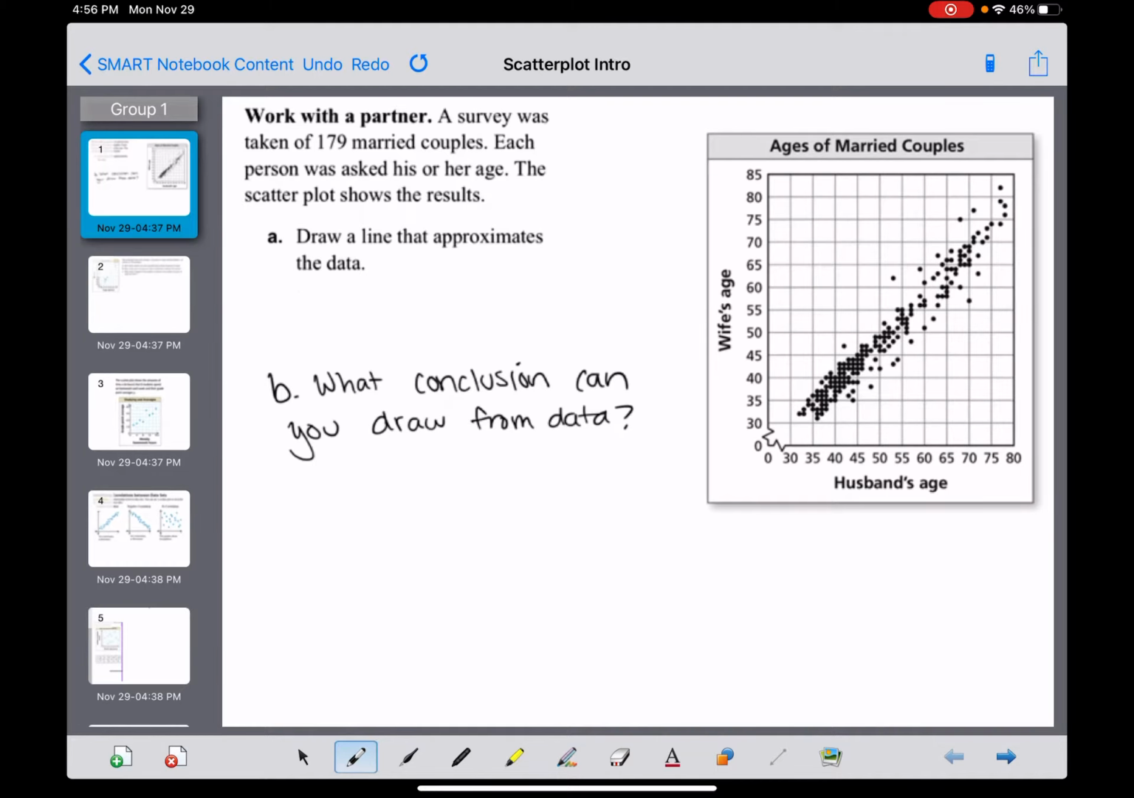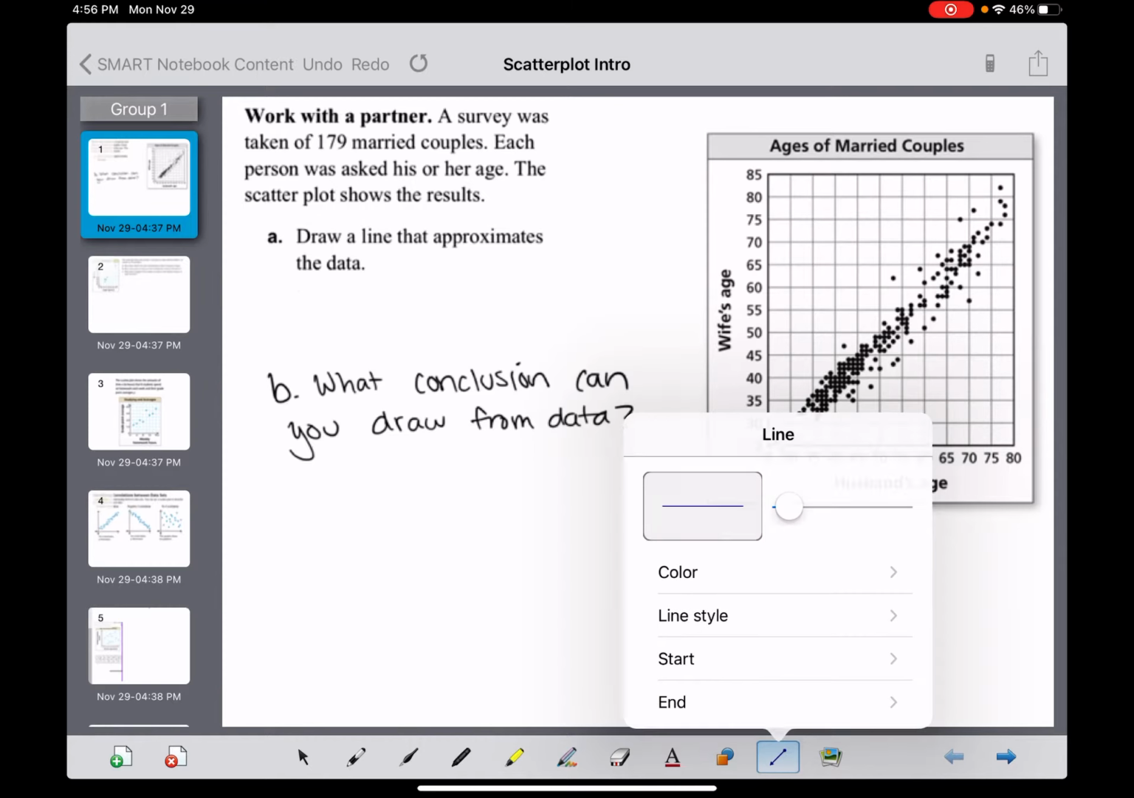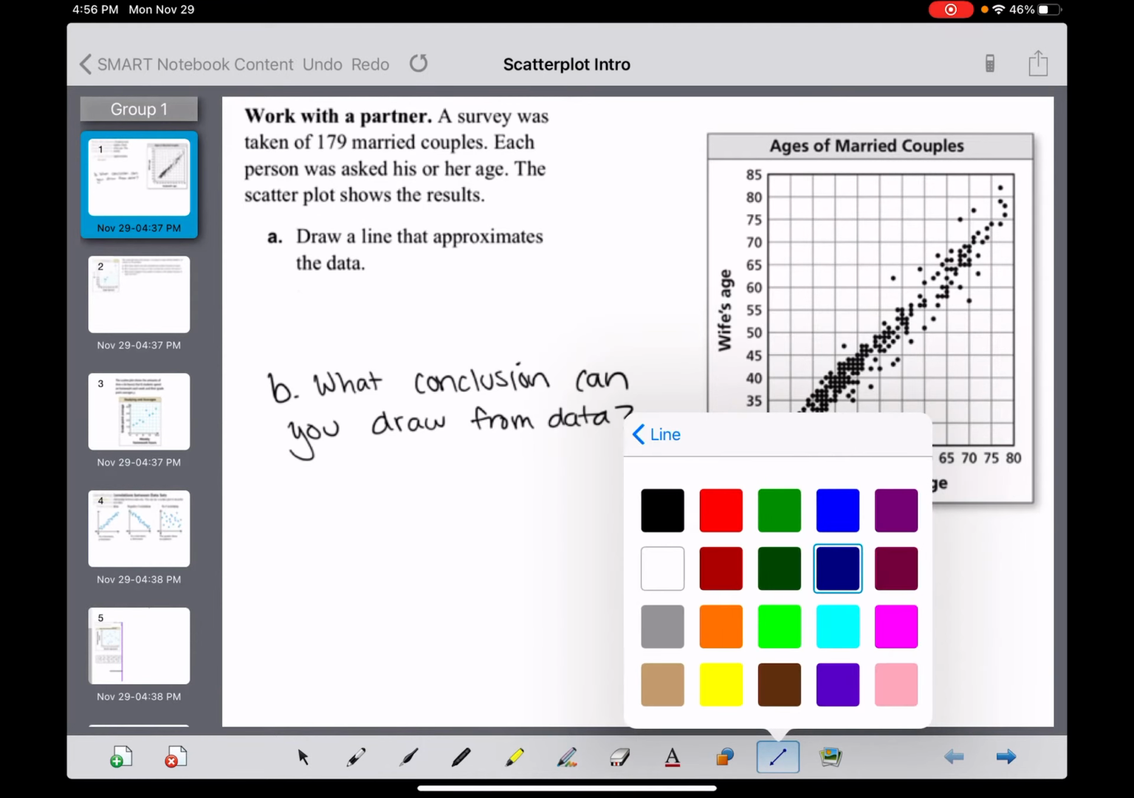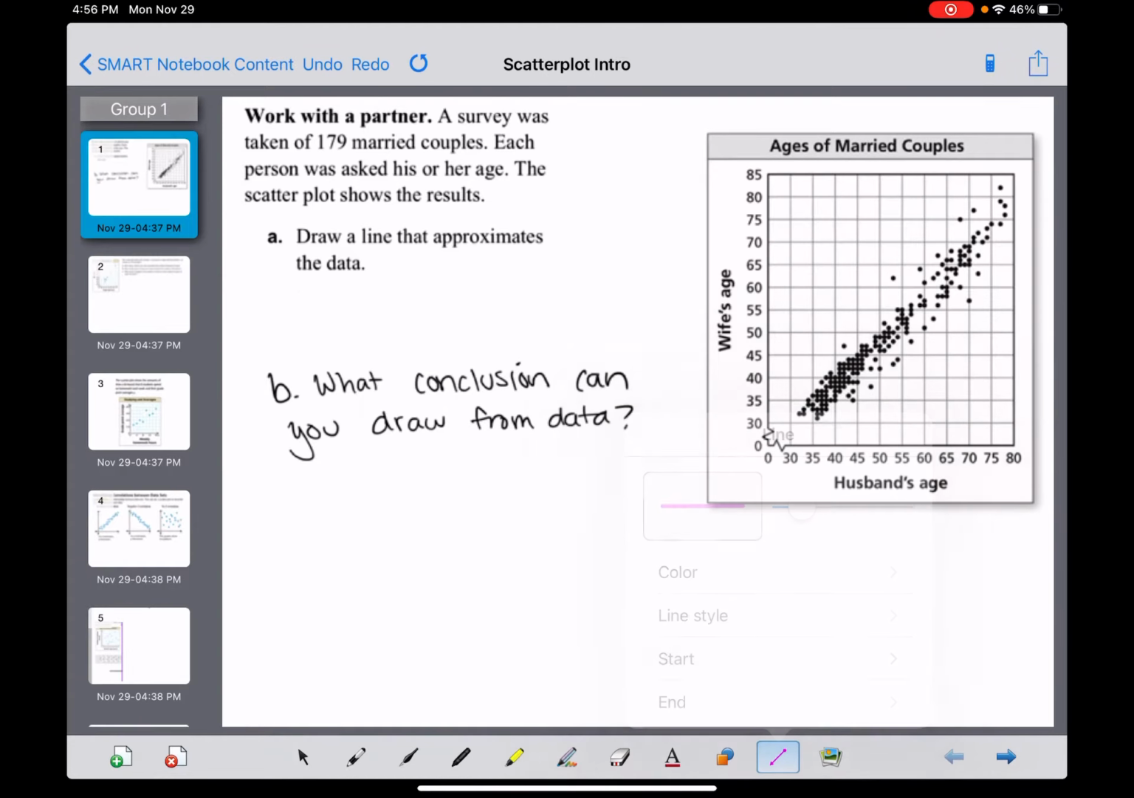The first thing that they ask us to do is draw a line that best fits. Remember, when we draw that line of best fit, we want it to be approximately in the middle of the data. So we want the same number of data points above that there is below. Just do the best you can since we're doing this by hand and you're just kind of eyeing that information.